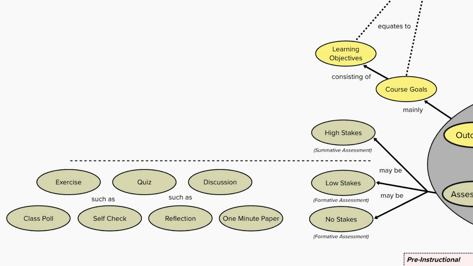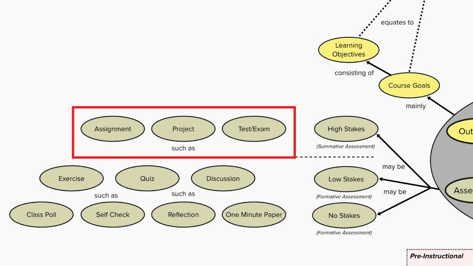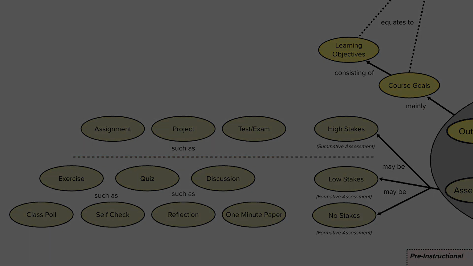Here are some examples of no-stakes and low-stakes assessments. The association here is loose. You could have a low-stakes 1-minute paper or a no-stakes exercise. Note that professors at Harvard have called the 1-minute essay technique one of the most effective innovations in their teaching. Here are the 3 classic high-stakes examples: assignments, projects, and tests.